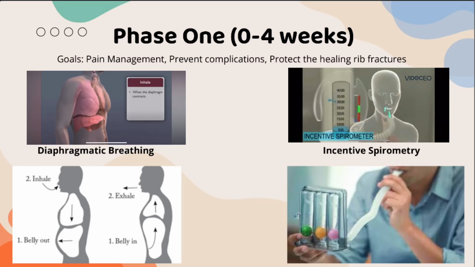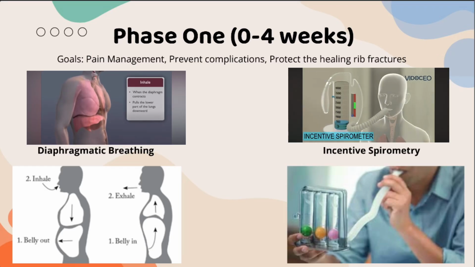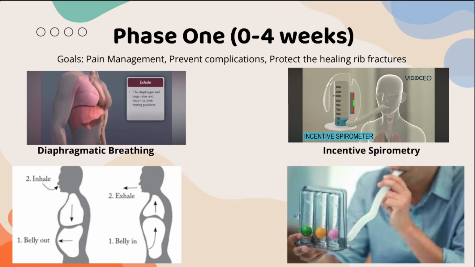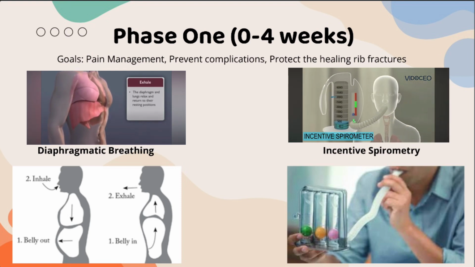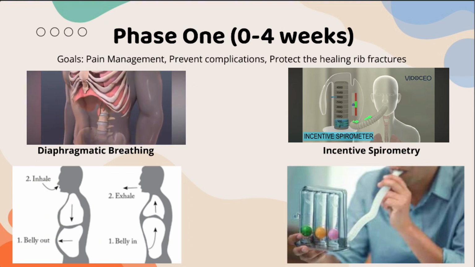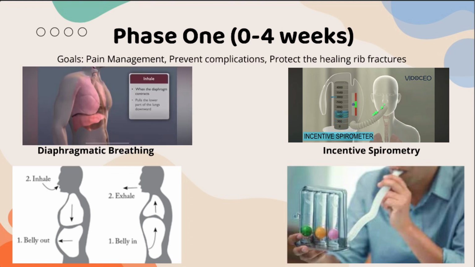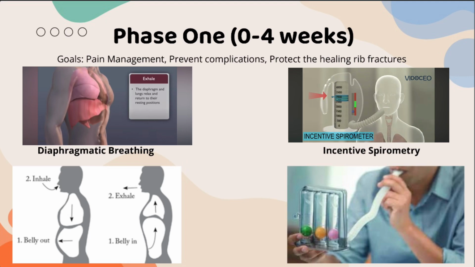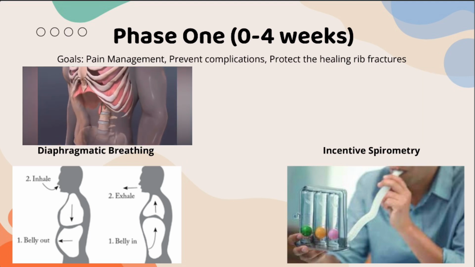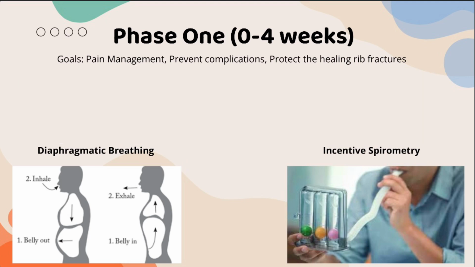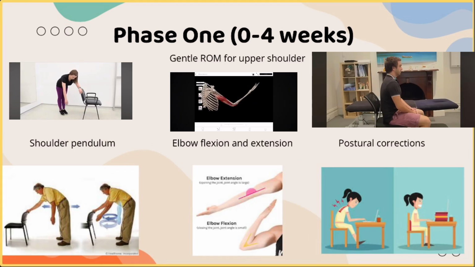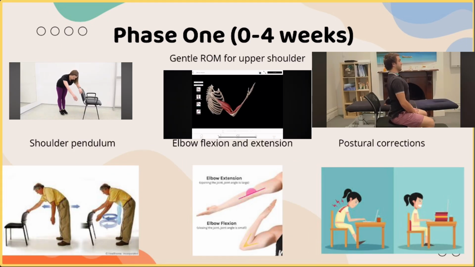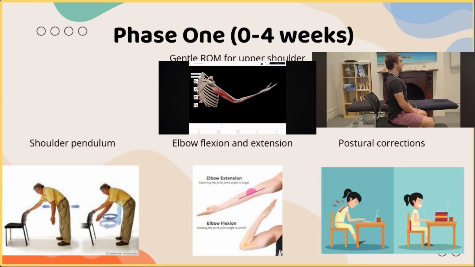Phase 1 of the rehab is 0 to 4 weeks. The goals we have during this phase are pain management, preventing any complications, and protecting the healing fractured rib. Since this is a rib fracture, we are going to be doing some breathing exercises like diaphragmatic breathing and incentive spirometry. Diaphragmatic breathing is where you inhale while your stomach is out and exhale while your belly is in. Incentive spirometry is where you exhale or inhale into a tube and hold to show where you are. For some actual exercises, we have shoulder pendulum, where you lean forward and rock your arm back and forth, elbow flexion and extension, and postural corrections.